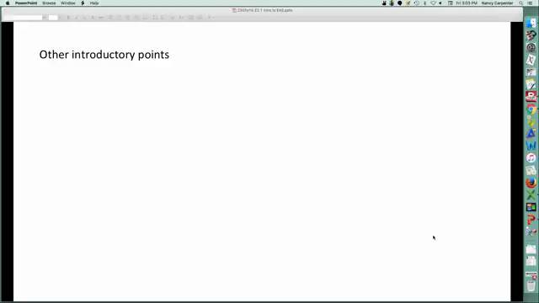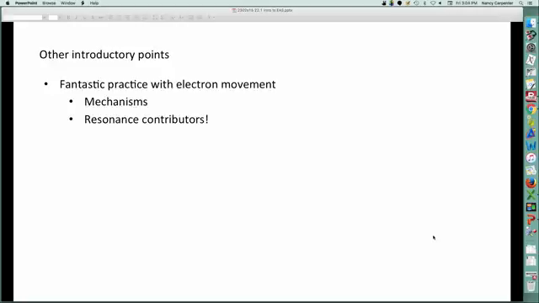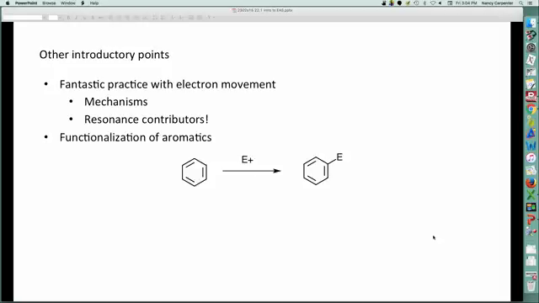There's a mishmash of other introductory points in Chapter 21. The most important point I want to make, though, is that this all is great review of mechanism and resonance contributors. So you'll really wear out your pencil doing a lot of mechanism and arrow pushing, electron pushing in this chapter. It's a great review in that it will drastically enhance the contents of our synthetic toolbox, which I'm sure will make you happy. This means more and more interesting synthesis problems.